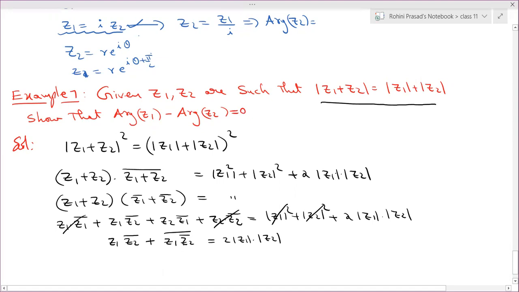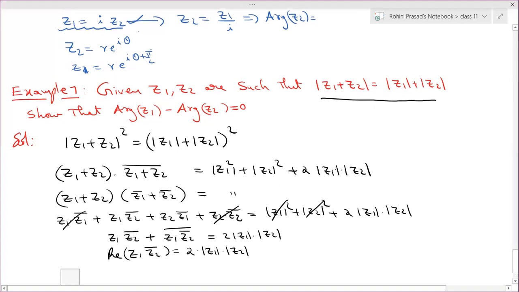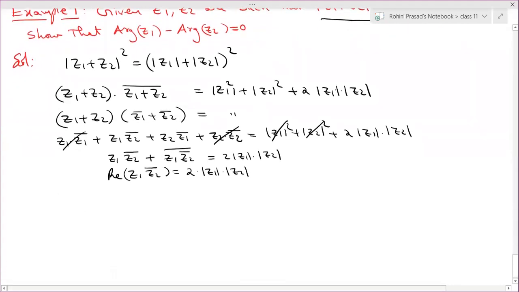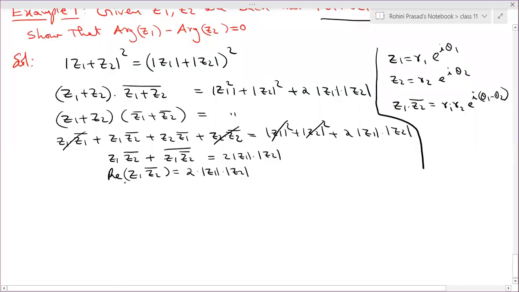So a complex number plus its conjugate is basically twice the real part of it. Real part of Z1 Z2 bar equal to 2 times mod Z1 into mod Z2. So in this way the calculation is a little long, because anyway we need to convert this into polar form. We couldn't avoid introducing the polar form.